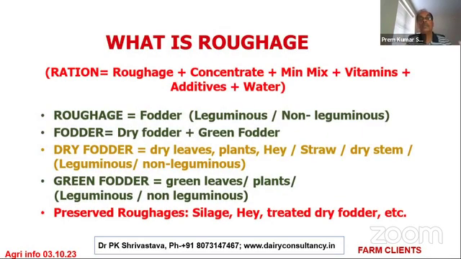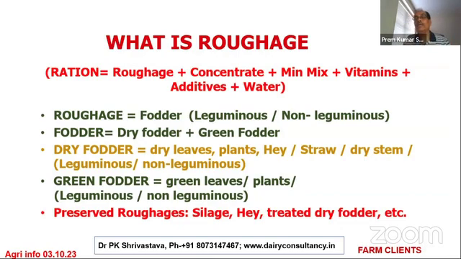We have discussed ration, and ration is roughage plus concentrate plus mineral mixture plus vitamins plus food additives and water. Right? These all combined make a plate, and that is called ration. In our Indian parlance, sometimes we feed the fodder separately, the concentrate separately, the water separately. So that is not TMR.